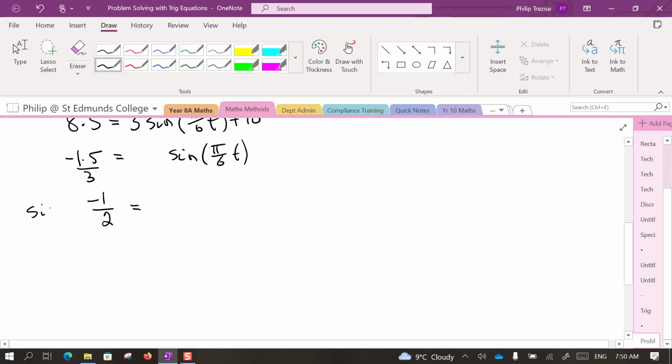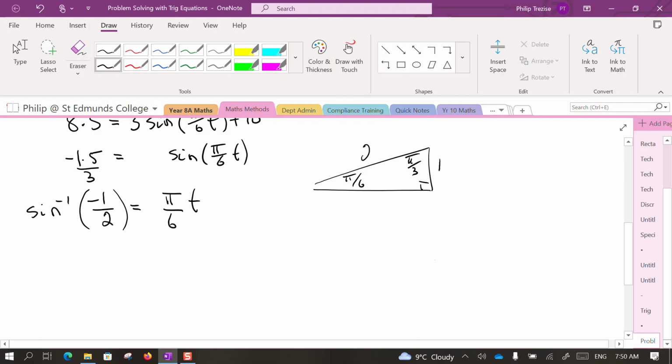And I'll need to take the inverse sine of that value, and that's going to give me an expression for pi over 6 times t. Now I'm not going to use tech for this one. I'm going to go back to my basics. So I have 2 special triangles that I have to memorize. I have an acute angle pi over 6, same as 30 degrees, and pi over 3. And this triangle has lengths 1, 2, and root 3.